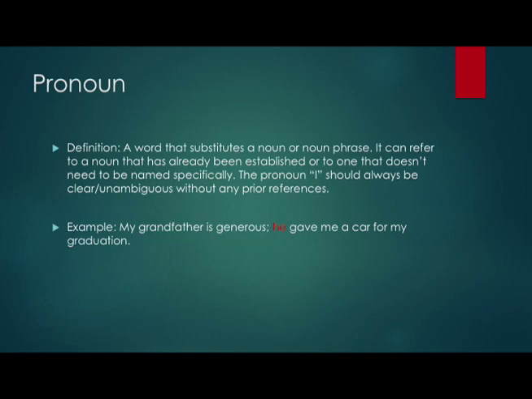So in this example, we are establishing first who this refers to. It's the antecedent. "My grandfather is generous. He, my grandfather, gave me a car for my graduation." Here we don't need to repeat "my grandfather" because we've already established it. Now we can just use the pronoun and we're fine. So let's look at a list of pronouns.